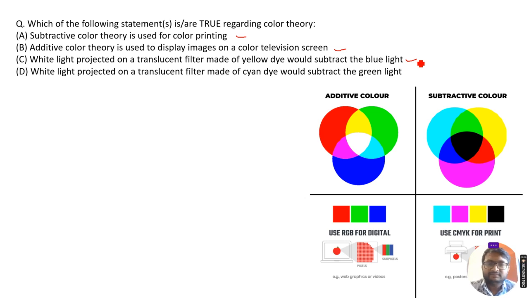White light projected on a translucent filter made of cyan color would subtract green light is wrong. D is wrong, because it will subtract which light? Red color. This is the cyan color, so it is a combination of blue and green, and it will subtract the red color. That's why option D is incorrect. If we see option C, it's a yellow color. So it is a combination of red and green color, and it will subtract the blue color. So yeah, that's it.